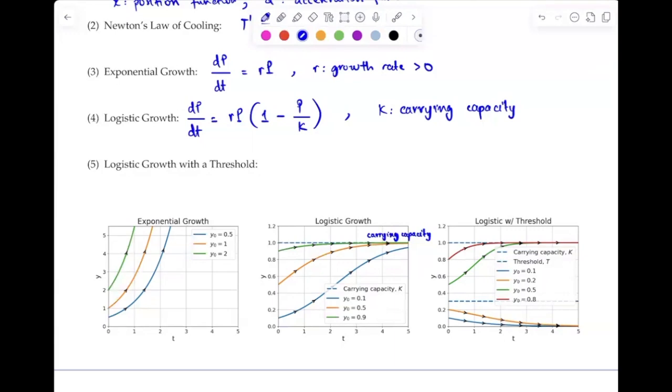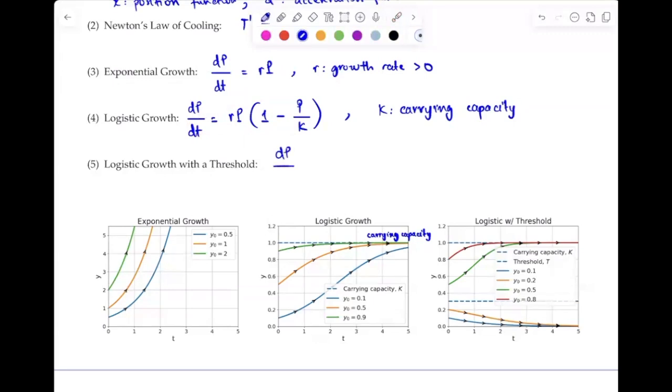Now, if you want to take into account an even more realistic model, you talk about logistic growth with a threshold. That means if the population stays above the threshold, everything will reach the carrying capacity. If the population, for some reason, dips below the threshold, the population will die out, unfortunately. And this can be described using another first order differential equation. Of course, it's very similar to the logistic growth; we just need to add another term into this model.